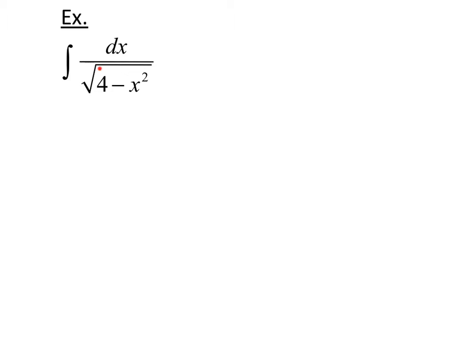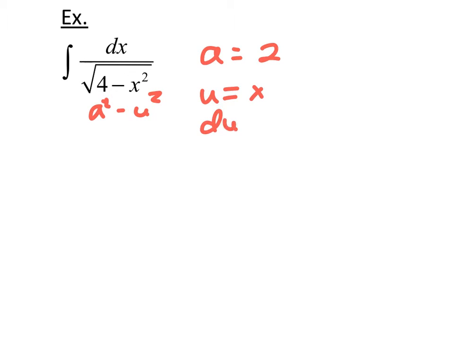Well, in this case, I have a root, so it narrows it down to either arcsine or arcsecant. Since I have a constant minus the function of x behind it, that's going to go back to arcsine. So what I need to do is pick apart the pieces here. I need to determine what is a and what is u. Well, in this case, my a came from a squared minus u squared in that square root. And so in this case, a is 2 and my u is x. Then du is dx, which I see in the problem.